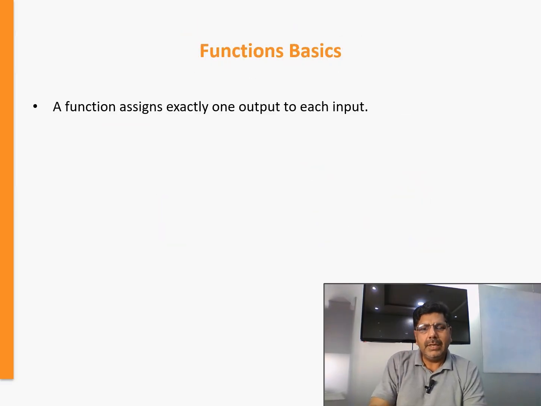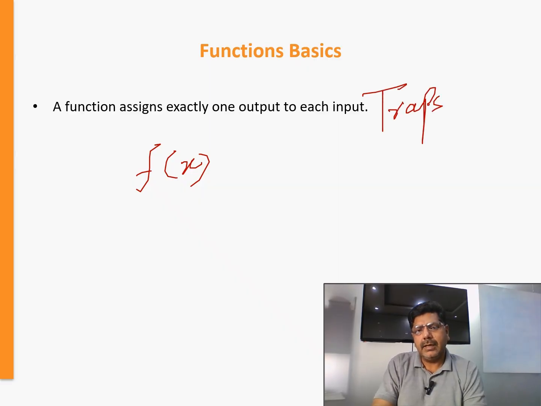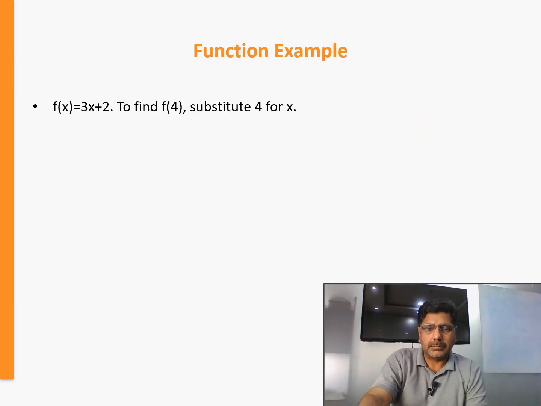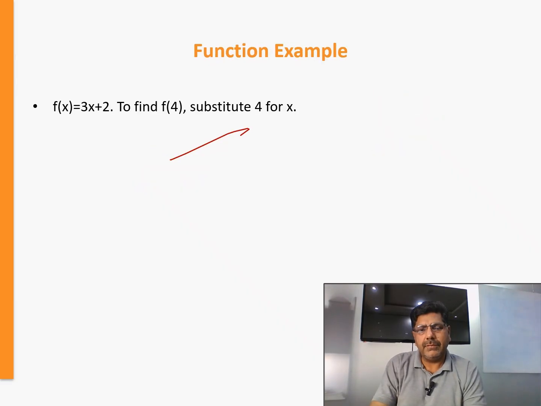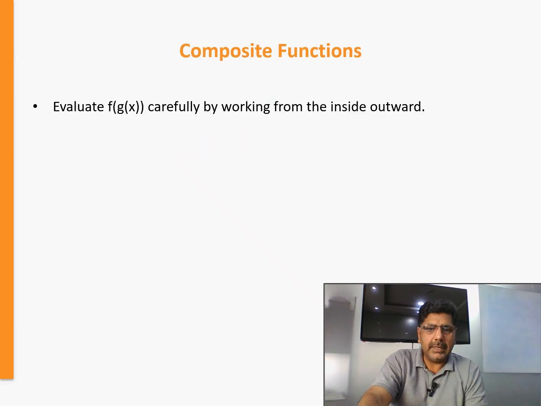Okay. Now next to this, functions, f of x, and each function we will solve, and assign exactly one output to each input. So we will learn all the traps that are there in SAT. Okay? This is one of the function examples, substituting the value 4 and seeing what answer we are getting. So we will study in our classes.